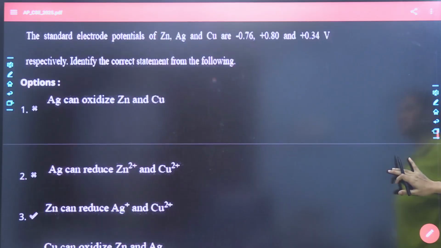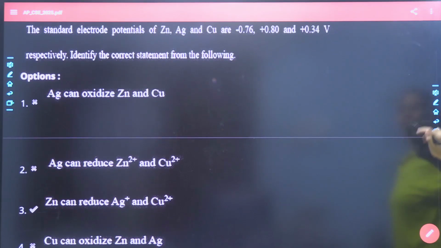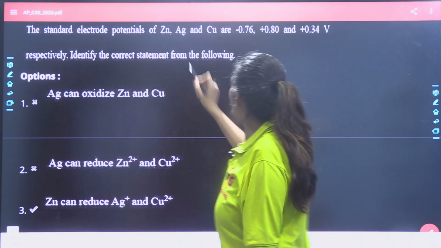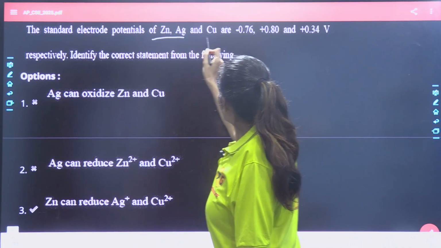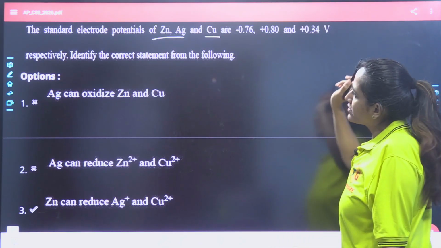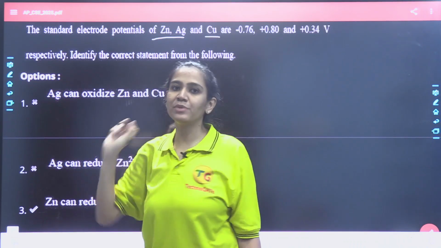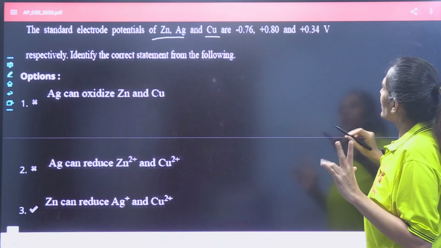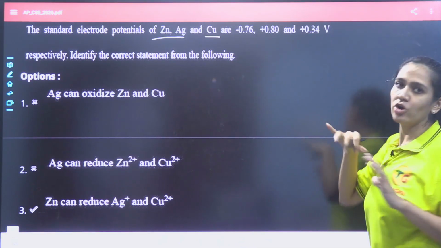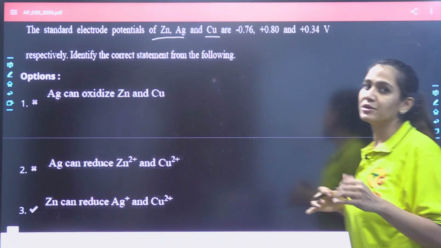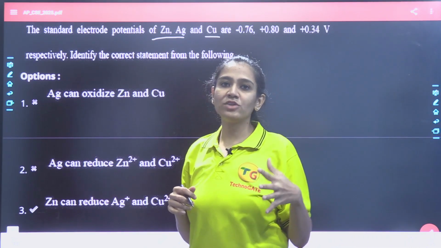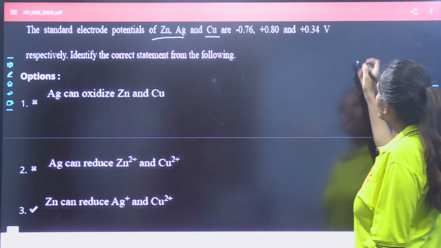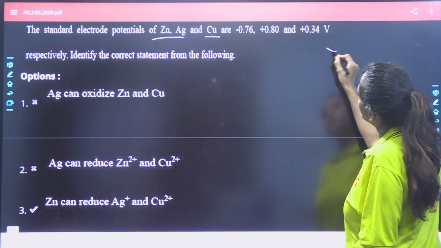Next question. Now, the standard electrode potentials of zinc, silver and copper are given to us. Identify the correct statement. First of all, let's arrange them in increasing order, because in the electrochemical series we know that elements are arranged in the increasing order of their standard electrode potential. So first of all there would be what?